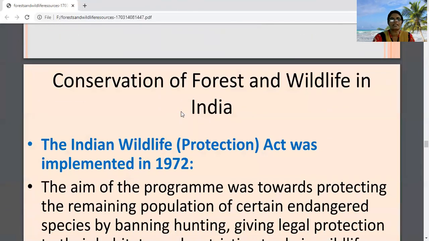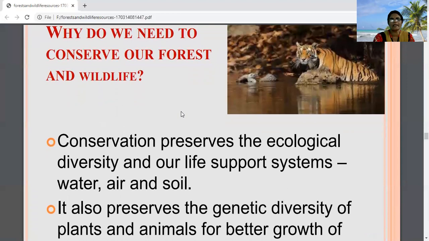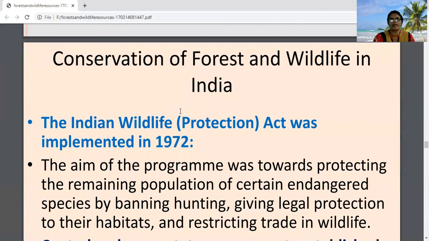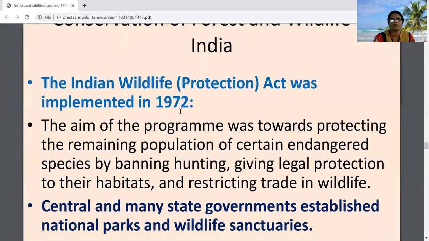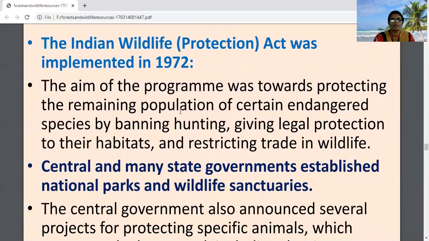Next, conservation of forests and wildlife in India. The Indian Wildlife Protection Act was implemented in 1972. What was the aim of this act? Name of the act is Indian Wildlife Protection Act. When was it implemented? It was implemented in 1972. Let's see what that act was, and what was its aim.